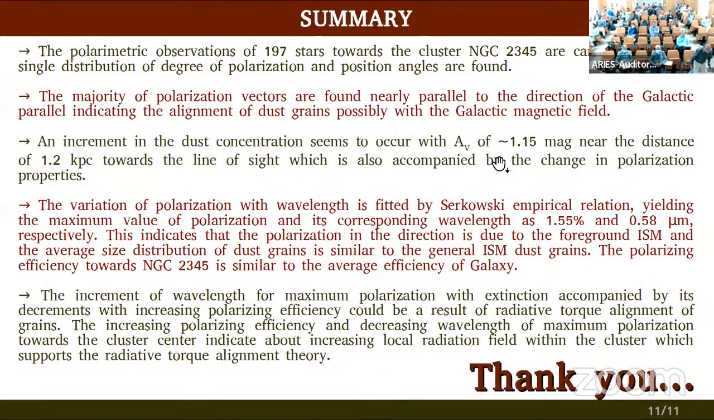Here is the summary. We have observed 197 stars towards this direction, and a single distribution of polarization and position angle was found for all the four bands. We have found that there is a magnetic alignment in the region. A dust layer seems to be present at 1.2 kpc distance, and the majority of stars were found to have ISM originated polarization, with the wavelength of maximum polarization at 0.58, which shows that the size distribution is similar to general ISM dust grains, and the polarizing efficiency is similar to the average efficiency of the galaxy. The variation of lambda max and polarizing efficiency supports that the alignment in this region is due to radiative torque alignment.